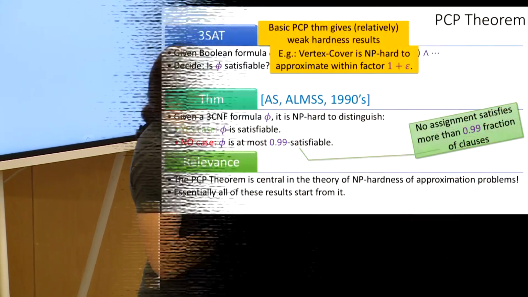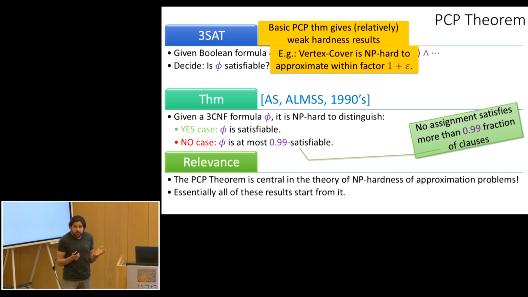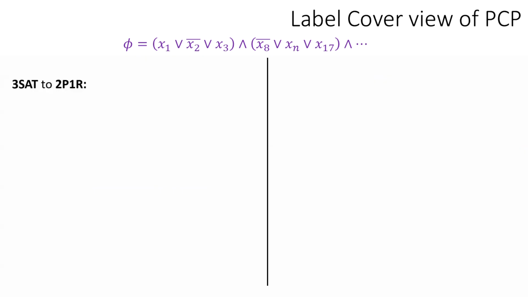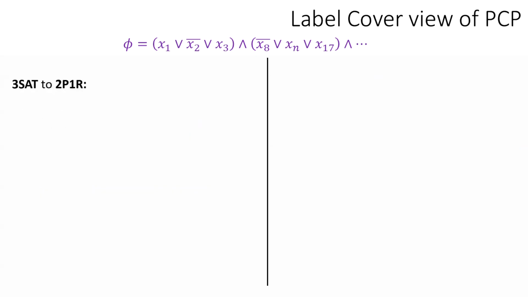So we need a bigger gap. And towards this end, we first of all have to reformulate 3SAT in a more general way. This is what is known as the label cover view of PCP, and I'm just going to specialize it for 3SAT. And you can guess how it is formulated more generally. So I have my 3CNF formula. When you talk about label cover, there are 2 views. One of them is a 2-prover 1-round game, and one of them is a graph, and we're going to see both of them.